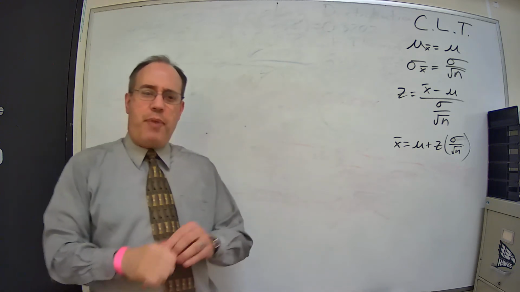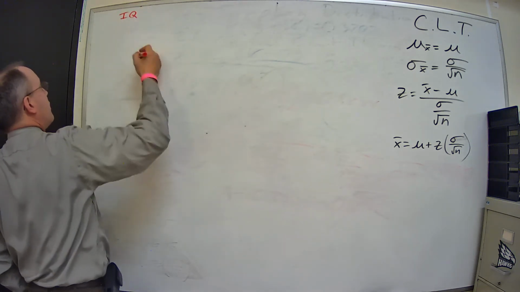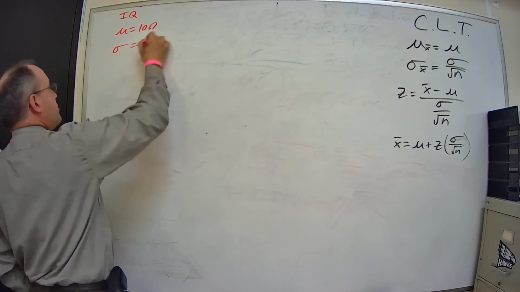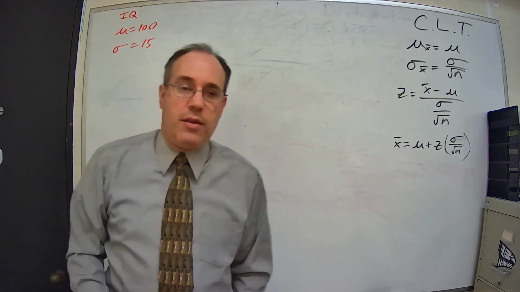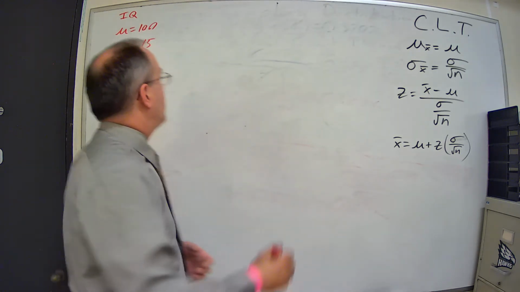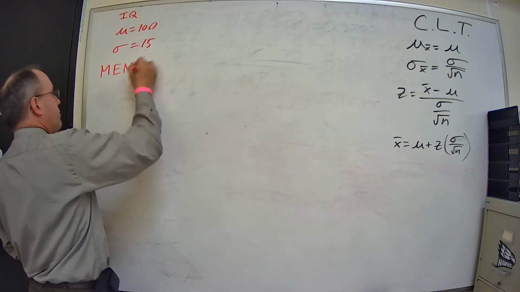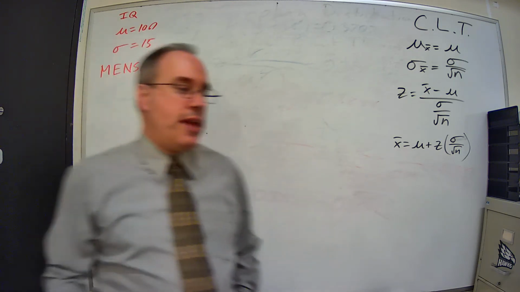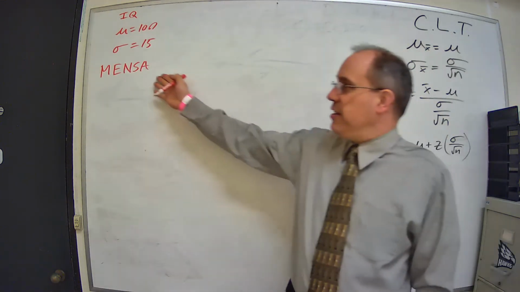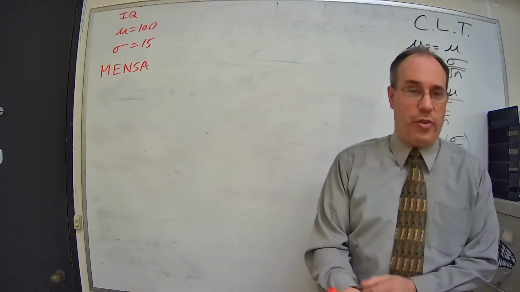And let's go back to IQs. We know that with IQs, the population mean is 100 and the standard deviation is 15. Now, I don't know if you're familiar with a little group known as Mensa. Mensa is basically an IQ society. They're smart people, and they want to know that they're smart, and they want other people to know that they're smart.